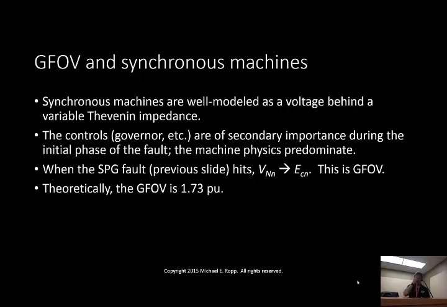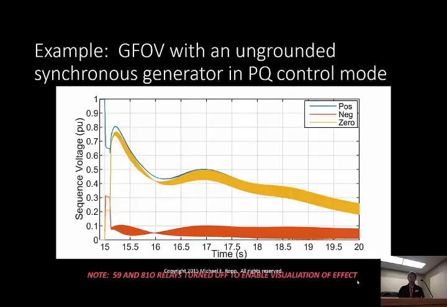One thing I should mention on this slide is that the generator, of course, does have controls. It's got a governor and that sort of thing. Do you need to model those? I'll show you an example here in just a second where it depends on what you're looking for. In fact, I'll show you that example right now. Here are the positive, negative, and zero sequence voltages from an ungrounded synchronous machine undergoing a single phase to ground fault. So this is a GFOV situation.